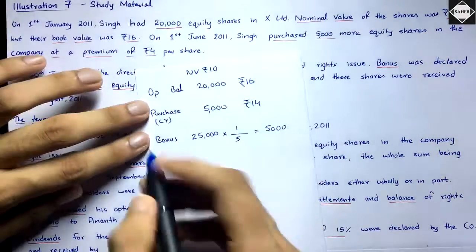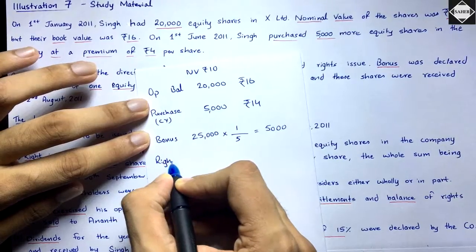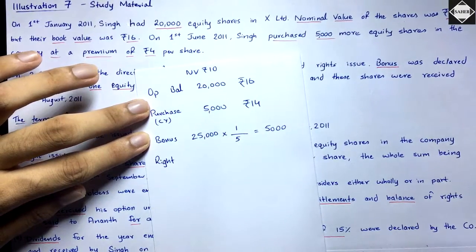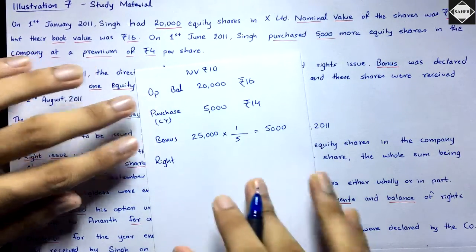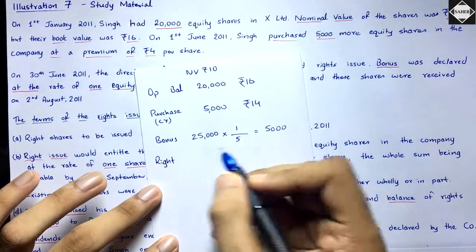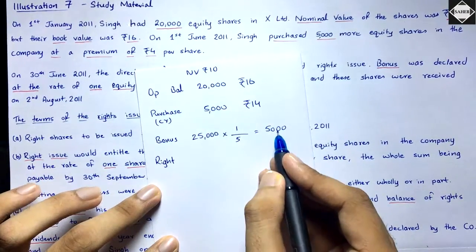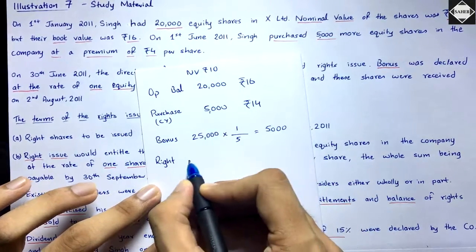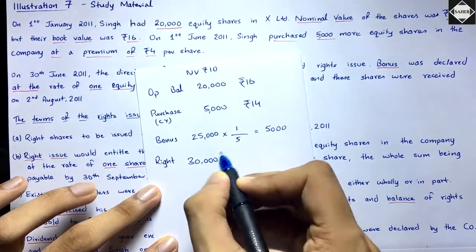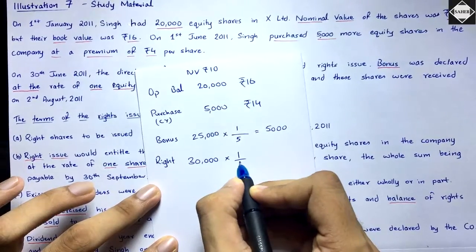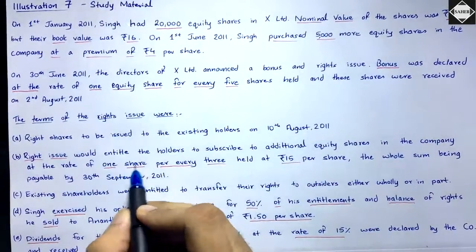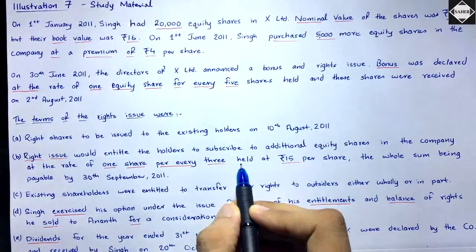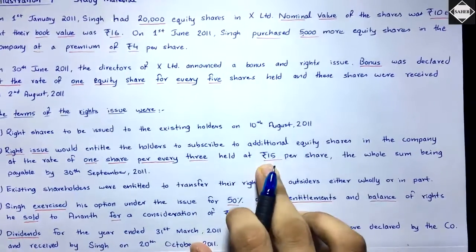So the rights issue is happening, and it is only given to the existing shareholders, right? So how many shares do we have? 20,000, 5,000 and 5,000 bonus. So in total we have 30,000 shares. 20 plus 5 plus 5, that's 30,000 shares we have right now. And then the ratio is 1 by 3, 1 share per every 3 held. And then we also have to pay a price.